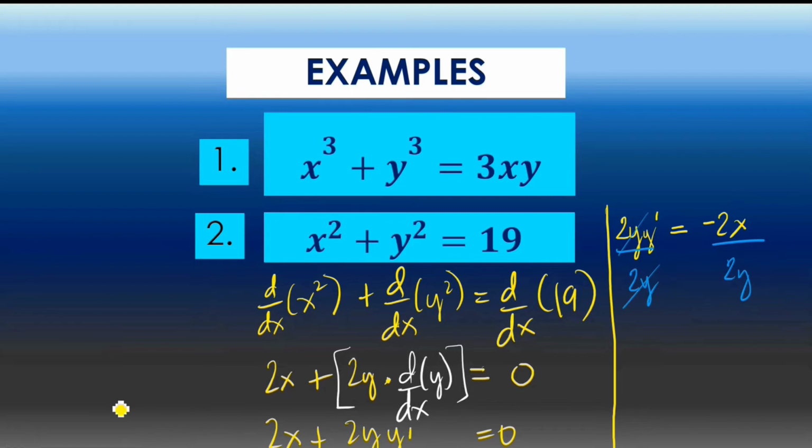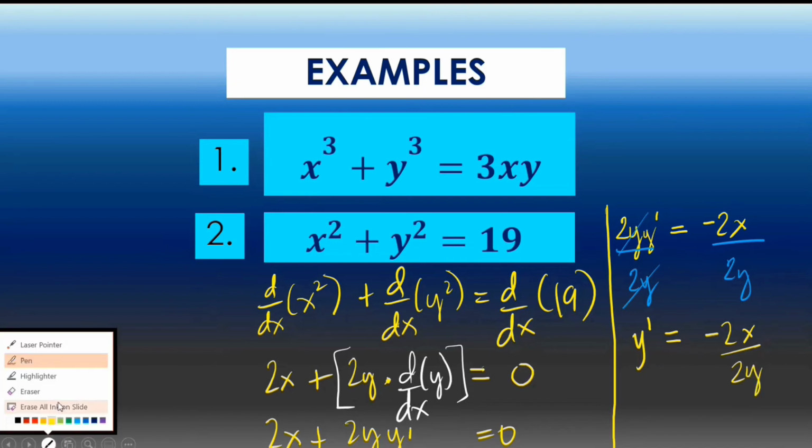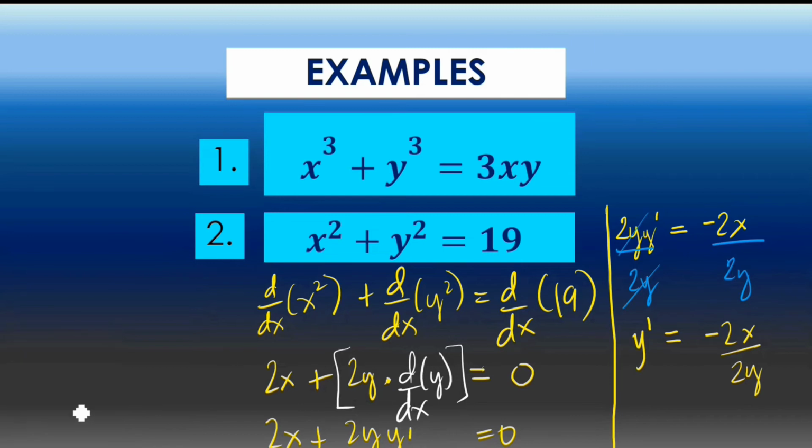So what we're gonna have is the y prime equals to negative 2x over 2y. That's it. Actually, as you can see, we can cancel the 2. So here, no need to factor because we only have single term in the numerator and denominator. So automatically, it is allowed to cancel. Okay? Because there's no addition, no subtraction, so we can cancel already.